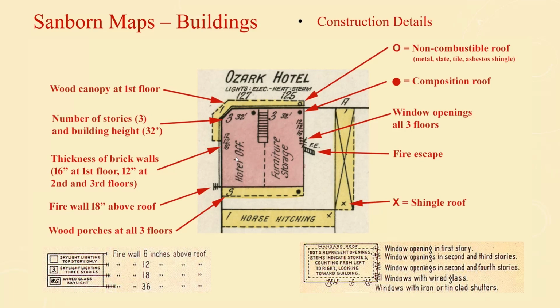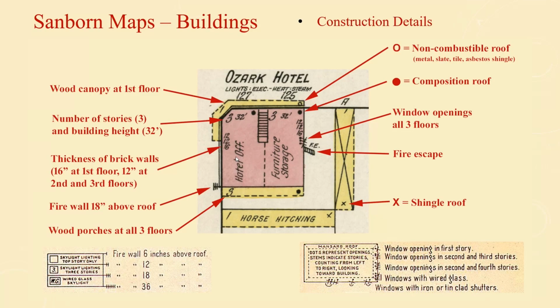Along the left side, there's a series of numbers, 16, 12, 12. You'll see that on brick buildings and stone buildings. That will indicate the thickness of the walls. In this case, 16 inches at the first floor and 12 inches at the second and third floors. The little symbol down below there that looks like an antenna indicates that there is an 18-inch parapet on this building. If you look down in the lower left corner, that's from the Sanborn key that shows you how that symbol is used. Each of those strokes across there is 6 inches, so 3 strokes is 18 inches.